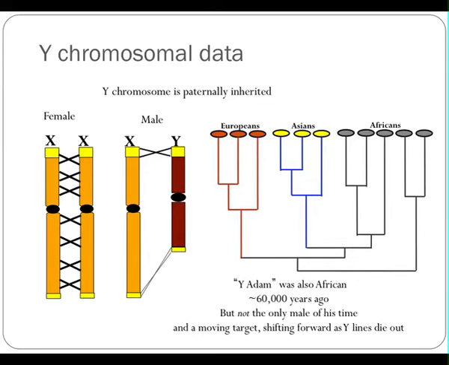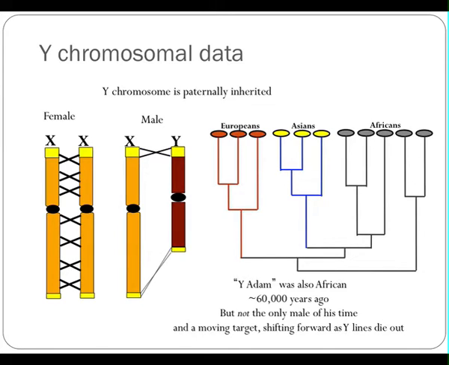And following that slightly fanciful biblical allusion, people talk about the term Y Adam for the most recent common ancestor of all the current Y chromosomes. And again, he wasn't the only male of his time.